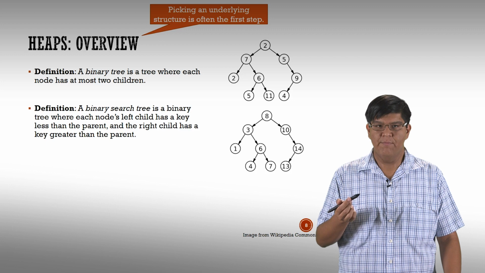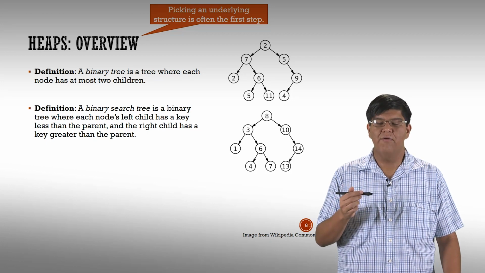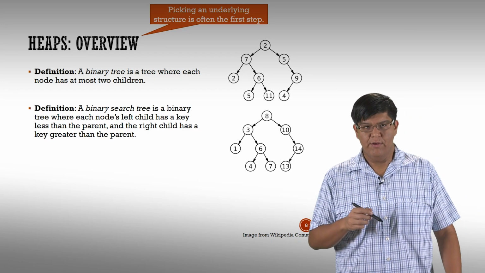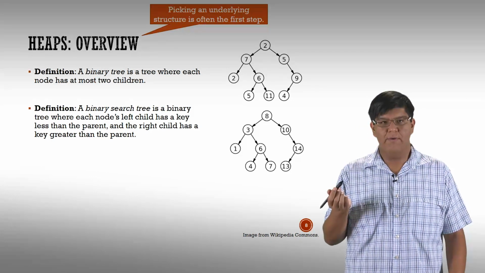So we're going to introduce the idea of a heap, which will be a way to store data that lines up pretty well with the idea of a priority queue. So in order to get there, what do we need to talk about? We need to start by reviewing a couple of concepts.